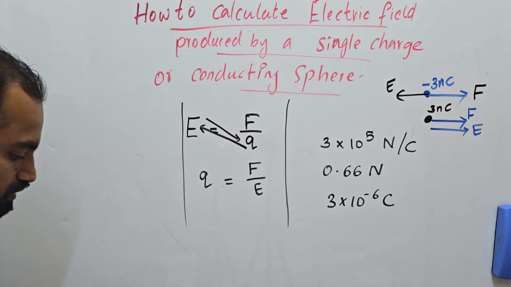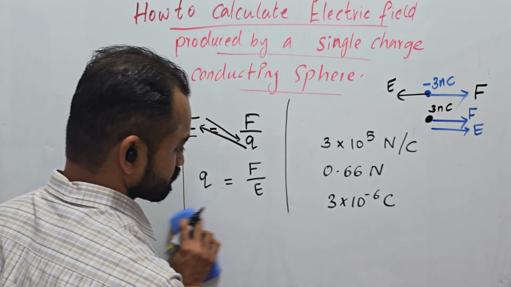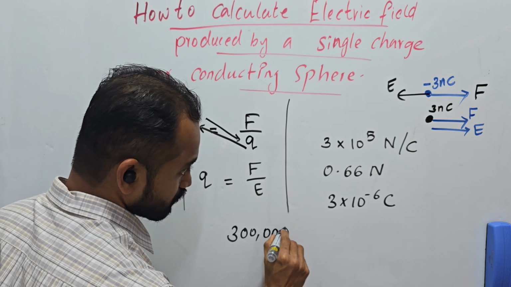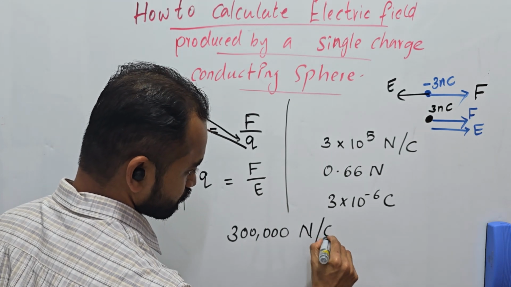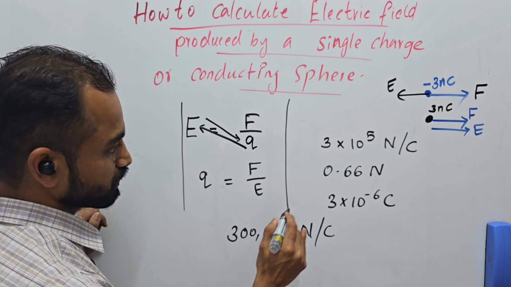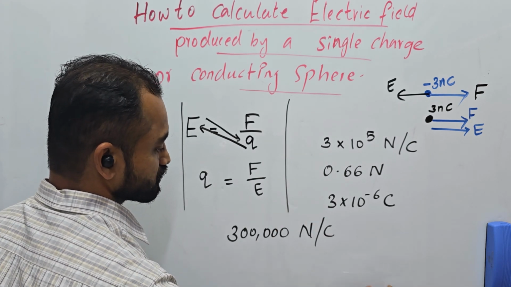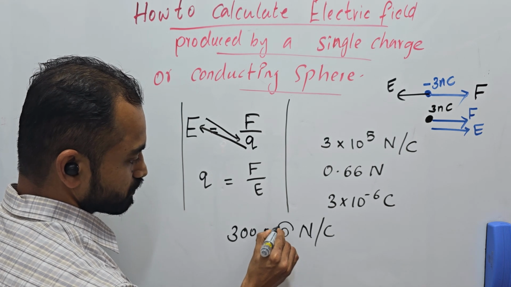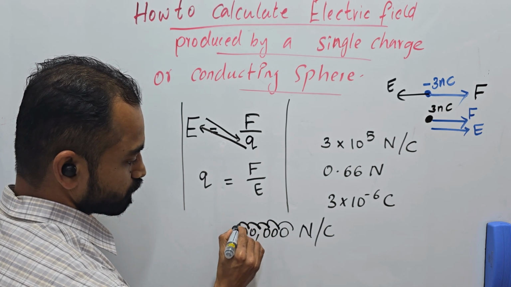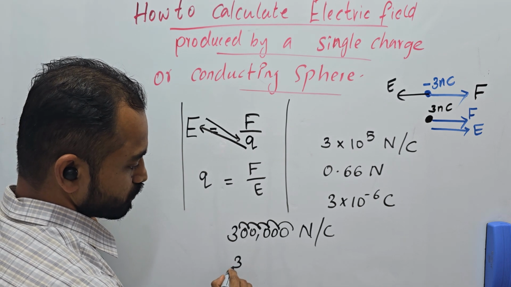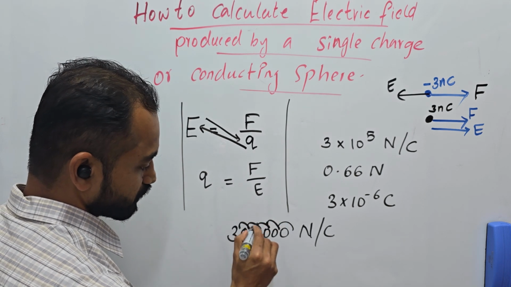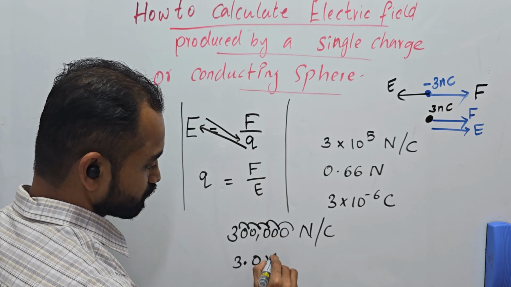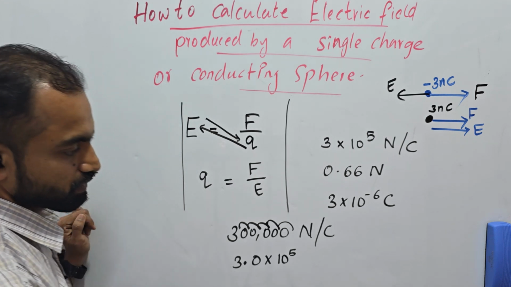For example, in the exam you got 300,000 Newton per coulomb, right? So how will you change that into standard form? For example, in the choices they have given all the answers in standard form. From here, 1, 2, 3, 4, 5, you are jumping 5 times to reach a 3. So 3.0 times 10 to the power, how many times jumping? 5 times.